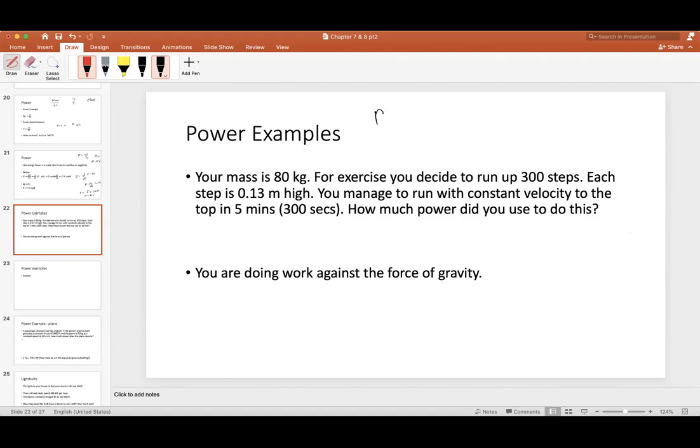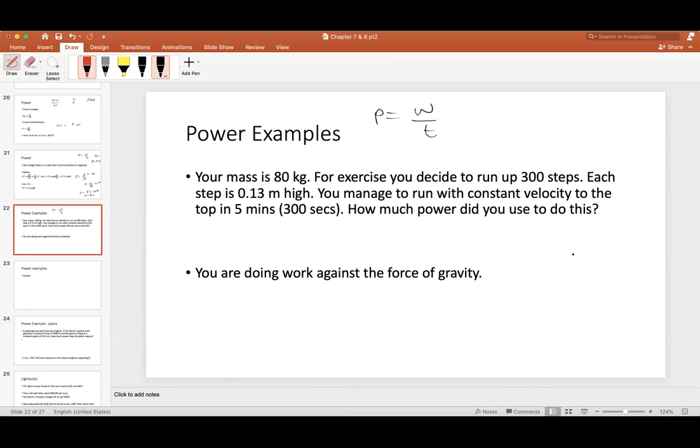So power, remember, is work over time. And say you have a mass of 80 kilograms. And for exercise, you're going to run up 30 steps. Each step is 0.13 meters high. And you're going to run at constant velocity to get to the top in 300 seconds. How much power do you use? How much energy are you burning per second is what we're asking, right?